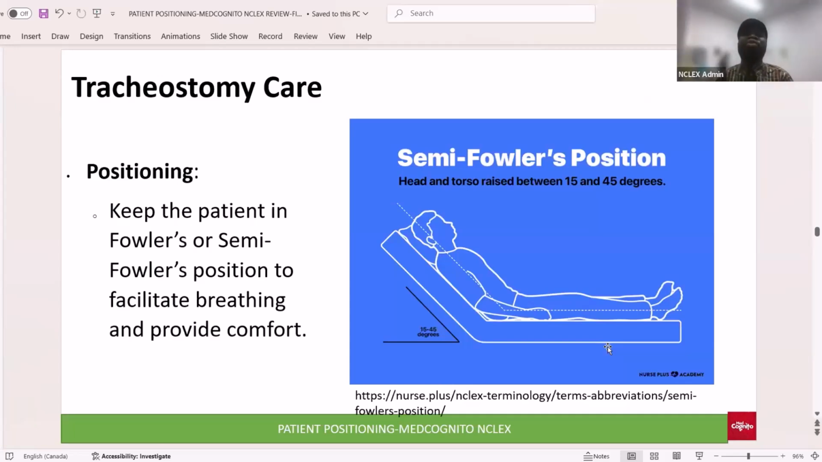What about if I need to do tracheostomy care? I'm going to keep that patient in a semi-Fowler position or a Fowler position. And this will aid breathing. It will aid breathing to provide comfort to the client. Now, the semi-Fowler or the Fowler position.